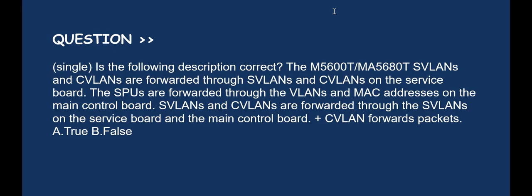Next one, is the following description correct? The MA5600T/MA5680T SVLANs and CVLANs are forwarded through SVLANs and CVLANs on the service board. The SPUs are forwarded through the VLANs and the MAC addresses on the main control board. The SVLANs and CVLANs are forwarded through the SVLANs on the service board and the main control board plus CVLAN forwards packet. Option A true, option B false. The correct answer is option A.